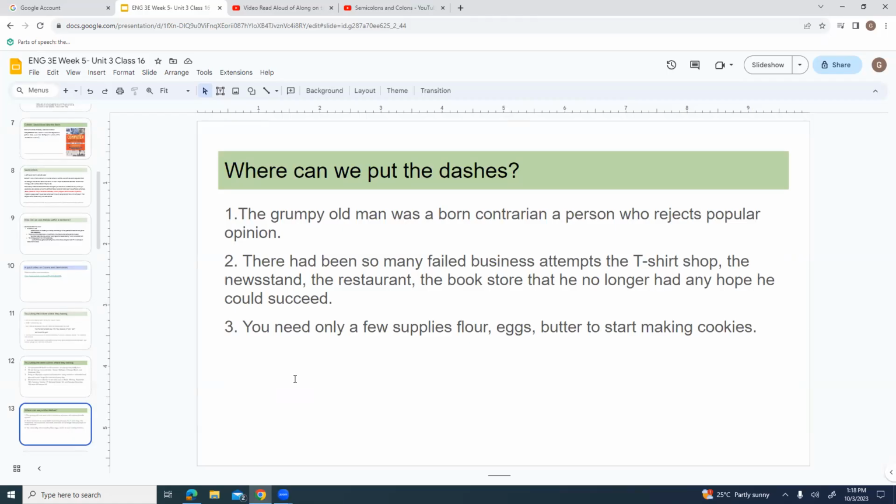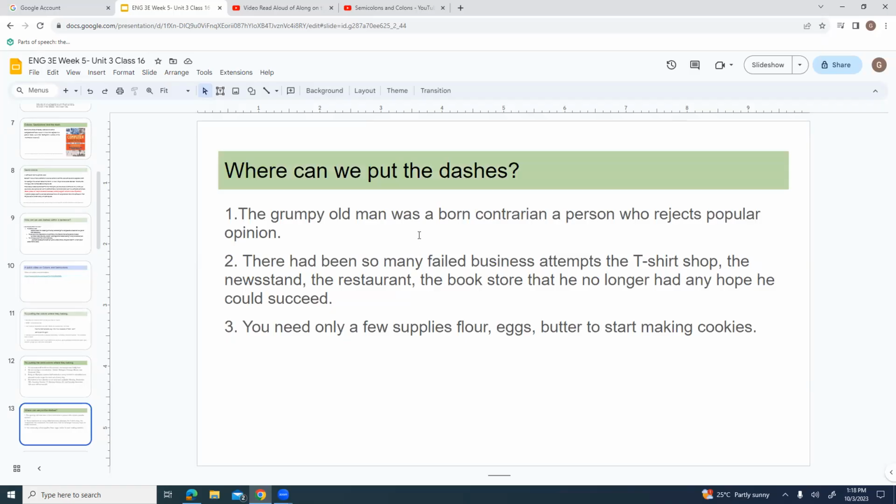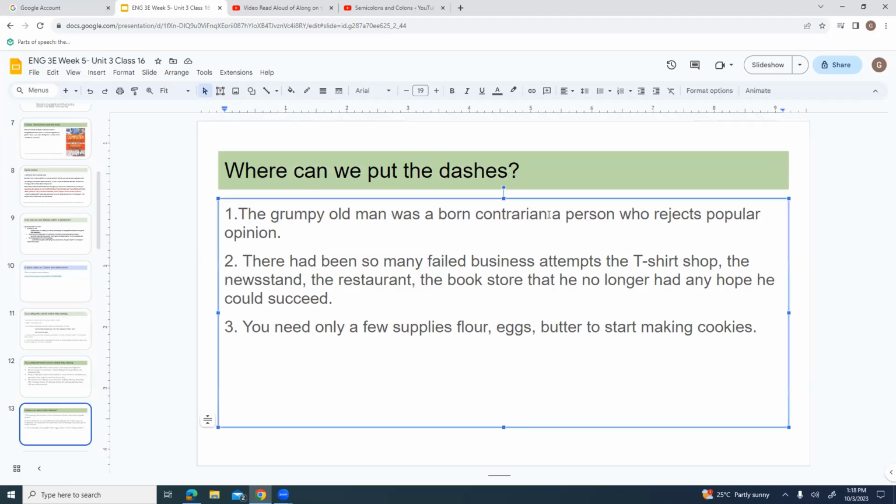And then dashes. Where do we put the dashes? I find when we're doing messaging, we put dashes kind of wherever we want emphasis, a little bit like how we use the colon. But in academic writing, it's a little more strict as to where we put it. Did we read that? All right, for definitions, to provide a summary or to introduce a short list within the middle of a sentence. The grumpy old man was a born contrarian, a person who rejects popular opinion. Okay, so they're introducing a definition there.